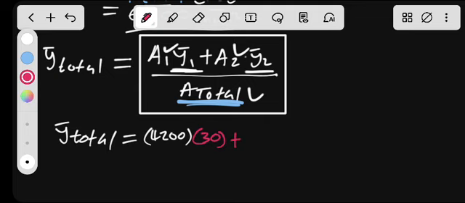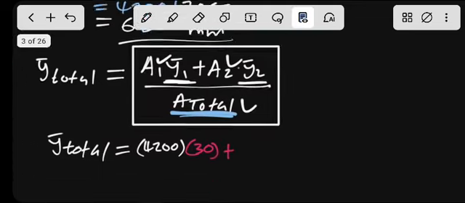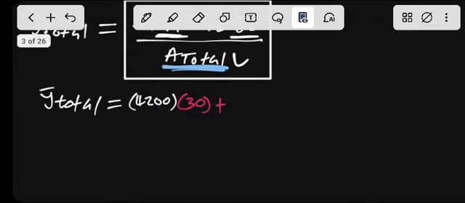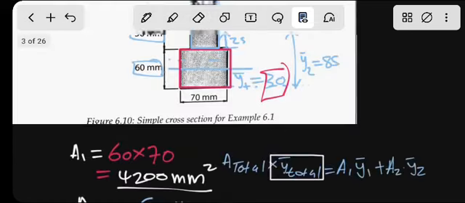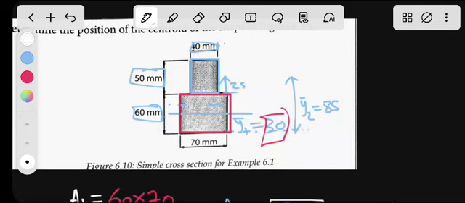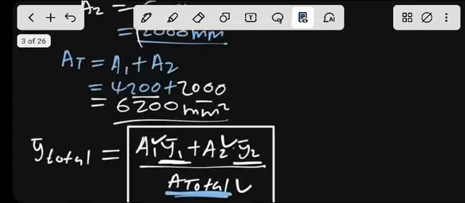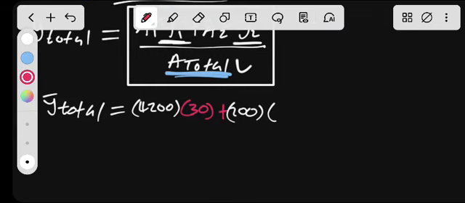Plus area 2. Area 2 was 2000, multiplied by our y2, which is 85 there. As you can see, we have our 85. That is y2. Remember, this is in millimeter. That means our final answer will be in millimeter. If you want, you can substitute this to be in meters, but you must know that your final answer will be in meters.